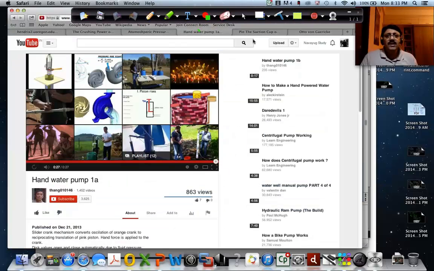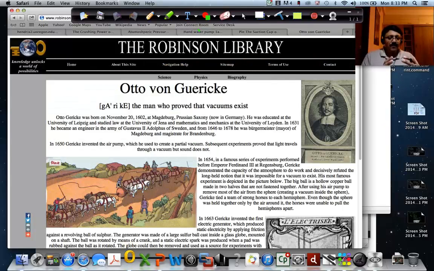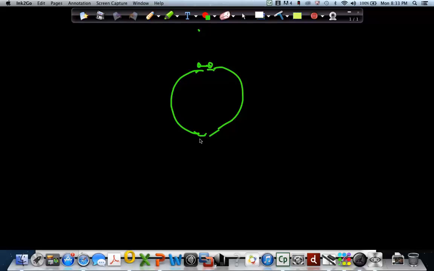So this is the experiment that he did. Otto von Guericke. He took two hemispheres. He took a two-hemisphere steel globe, like this, with two hemispheres fastened together using nuts and bolts.